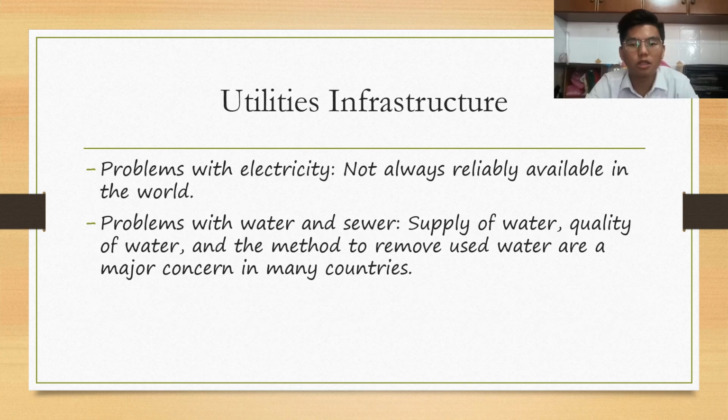Under the utilities infrastructure, electricity, water, and sewer is the most common type of utility infrastructure in the world. There are still some problems with electricity, water, and sewer around the world. For example, electricity is not always reliably available in the world. Besides the supply of water, the quality of water, and also the method to remove used water are still a major concern in many countries.